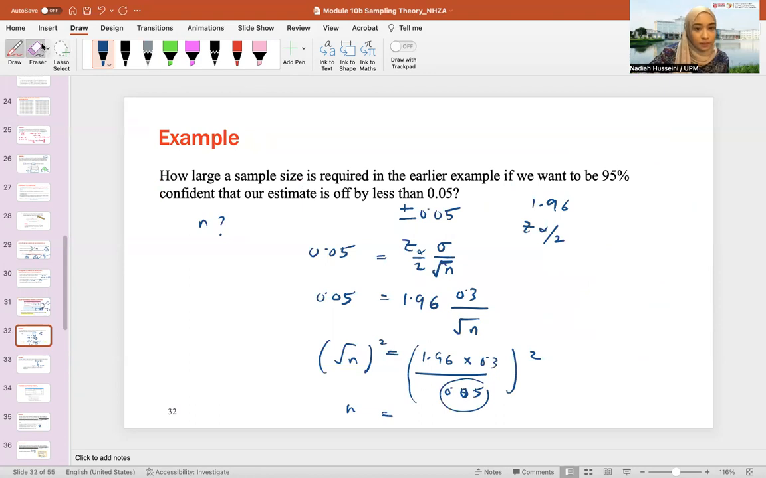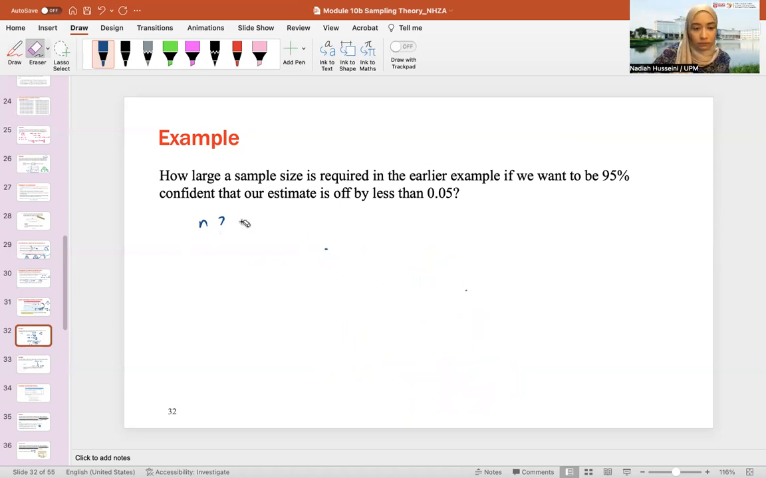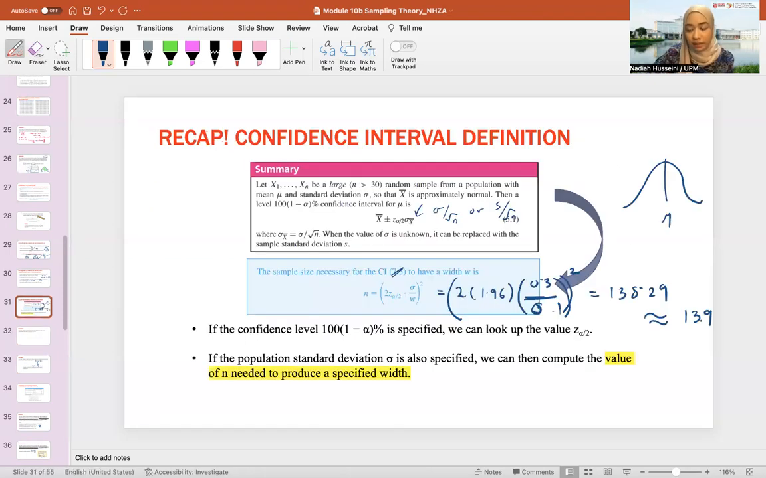Okay, so I'm going to delete this because I don't remember when I did this one and it looks wrong. Okay, so you can attempt this on your own if you like. So the answer is 139. Size 139 will provide an estimate from the sample mean different from the mu by an amount less than 0.05. So what this means is when we got the sample size of 139, we are actually specifying that our point estimate mu is plus minus basically our question just now.